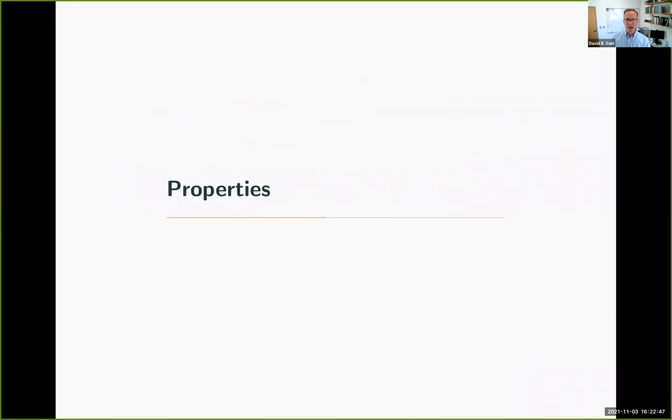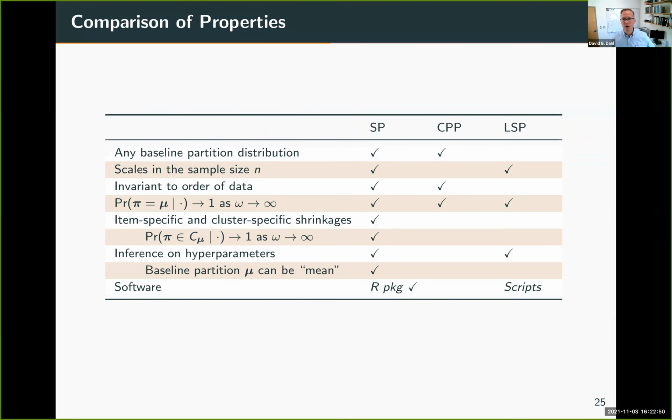Okay, let's take a look at these properties one by one. So one thing you saw is in the formulation of the shrinkage partition distribution and in the CPP, we could accommodate any baseline partition distribution. Now that's not the case with the LSP. So recall when the omega parameter is equal to 0, we recover the baseline partition for both the shrinkage partition distribution and the CPP. So great, when the shrinkage parameter is 0, we recover back the baseline partition distribution. To the extent that the shrinkage is bigger, we then are being pulled towards the baseline partition.